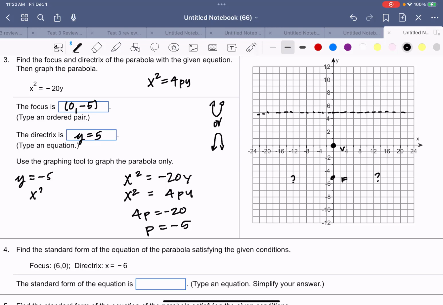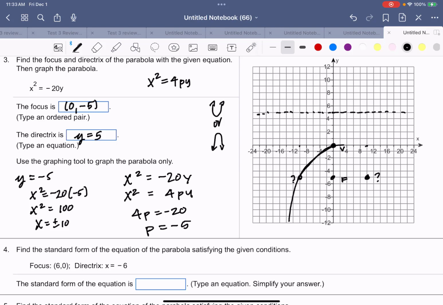So x squared is negative 20 times negative 5. X squared is 100, right? If x squared is 100, x is plus and minus 10. So over here at 10, which is right there, I'm going to have a point. And over here to the left at 10, I'm going to have a point. And then I can get the basic shape of my parabola.